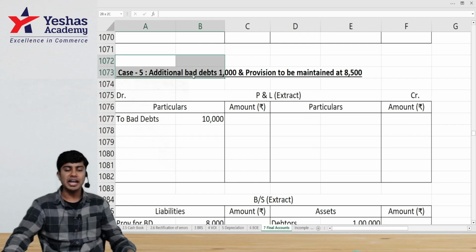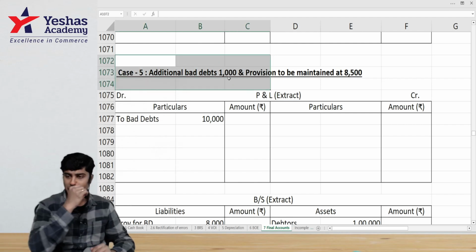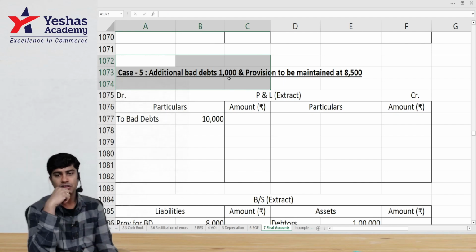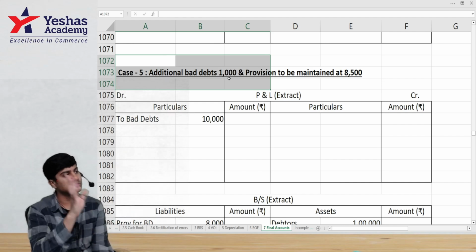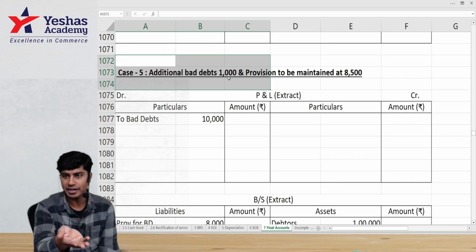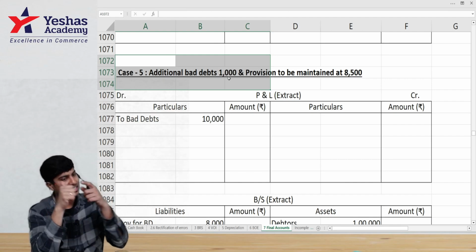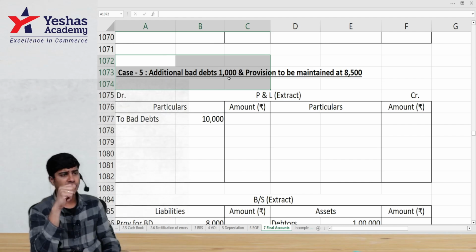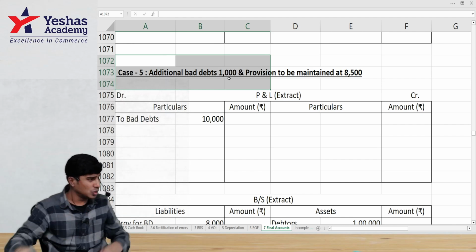Now come to adjustment. What does it say? Additional bad debts 1,000. Is this additional bad debts of 1,000 there in our trial balance? No. So it's an item which is missed out in entries. Now we have to create bad debts. Basically, we need to book it as an expense, charge it to P&L, also reduce it from our debtors. We need to pass the journal entry. Bad debts to debtors.